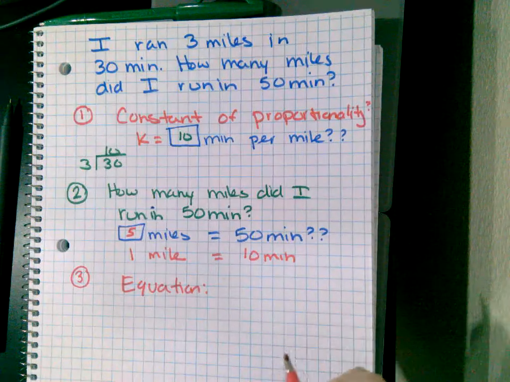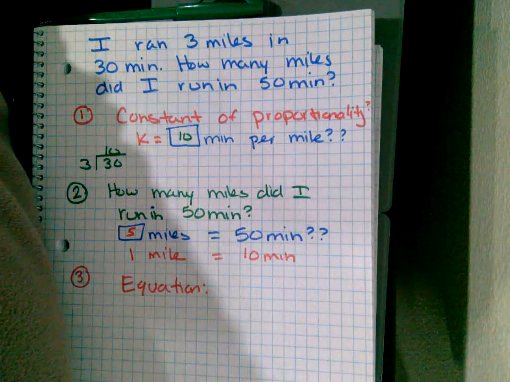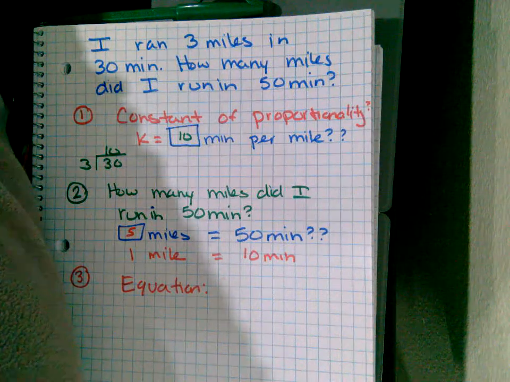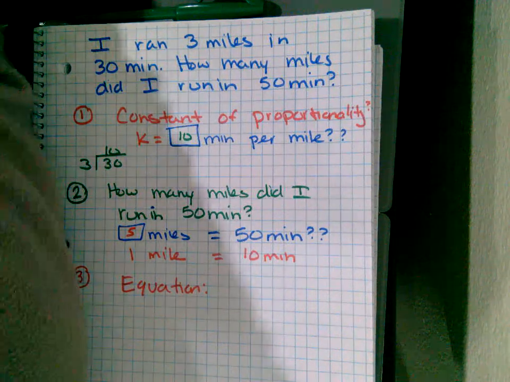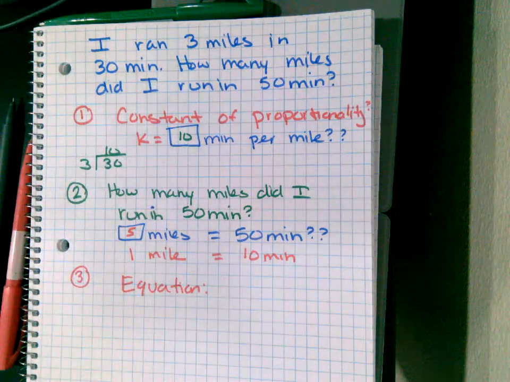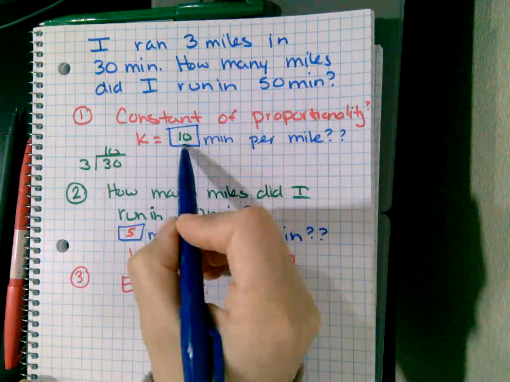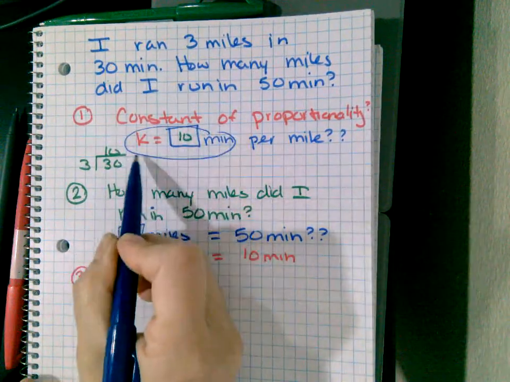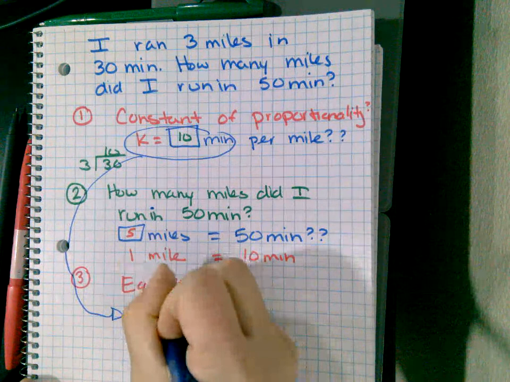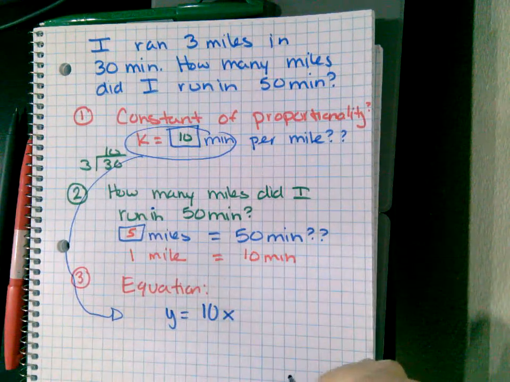Okay, so what would be my equation? Take your unit rate. So your unit rate is 10. So we take this part and we're going to use it for our equation. Y equals 10x.